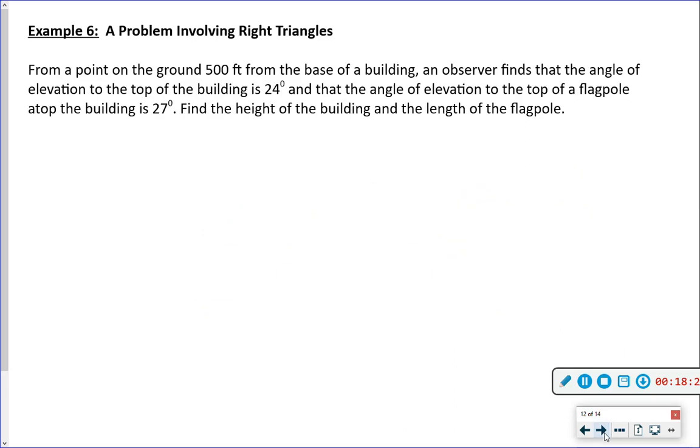Yes. Okay. From a point on the ground, 500 feet from the base of a building. All right, let's draw my building. I'll put some windows in it. Here's a door. That's as good as it's gonna get. You don't have to be as artistic as I am. All right, let's keep reading here. From a point on the ground 500 feet from the base of the building. Now again, it doesn't matter which side of the building you're on. Just because I'm standing here on the left of it, I'm gonna put it on the left of it. 500 feet from the base.